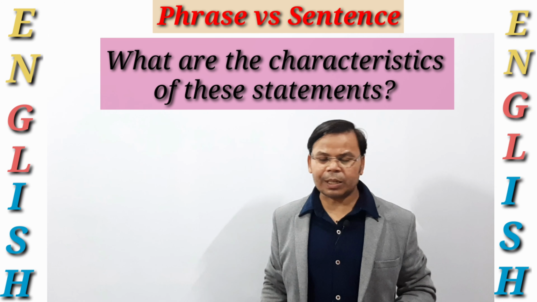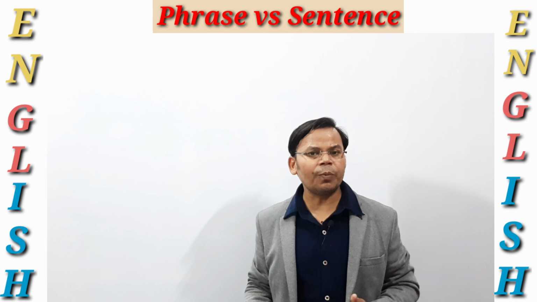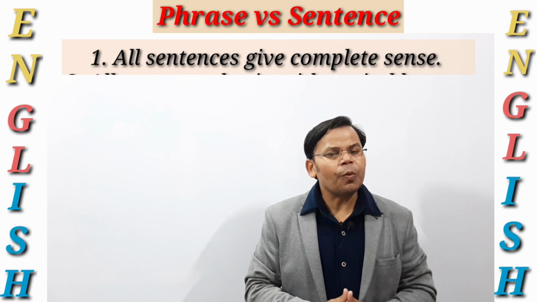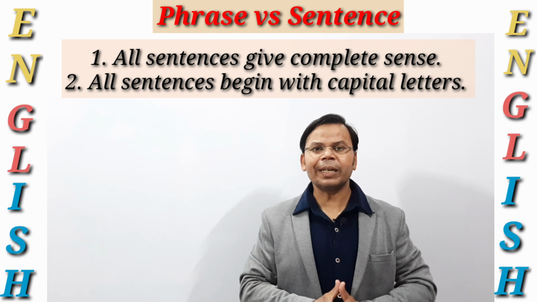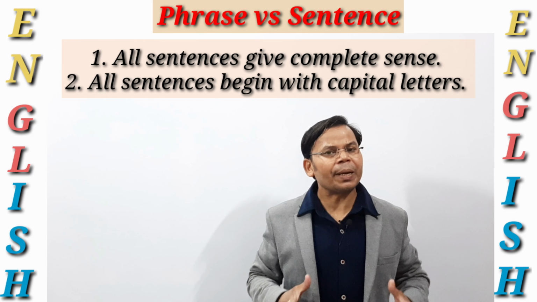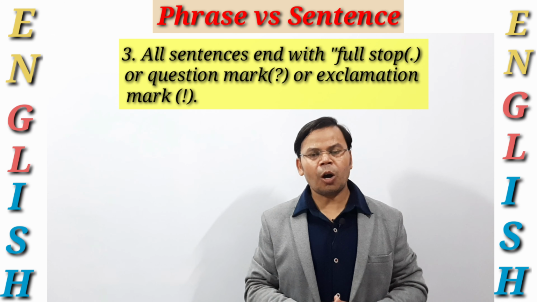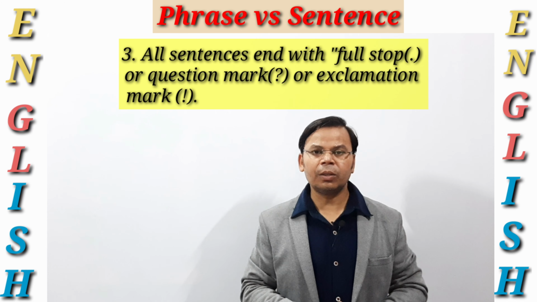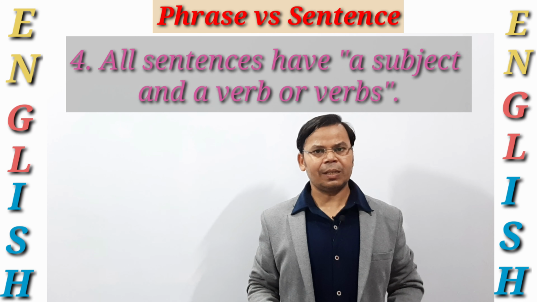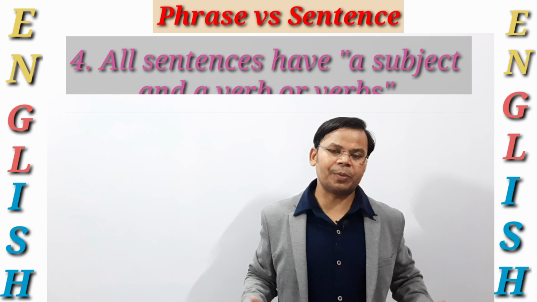What are the characteristics of these sentences? Try to find out the characteristics of these sentences. So we can see that all sentences give complete sense. All sentences begin with capital letters and all sentences end with a full stop or question mark or exclamation mark. And all sentences have a subject and verb or verbs.